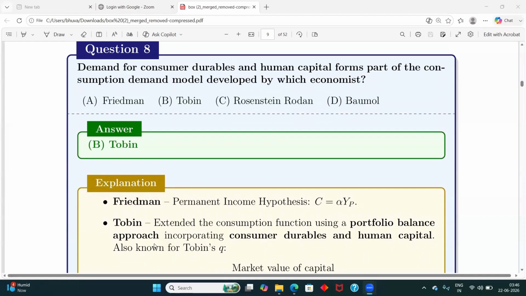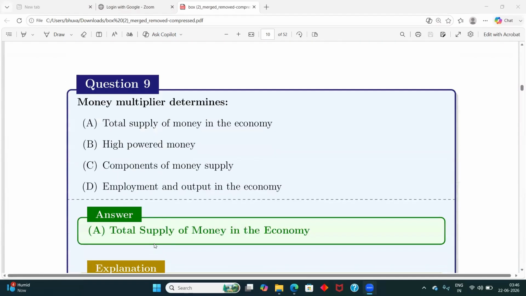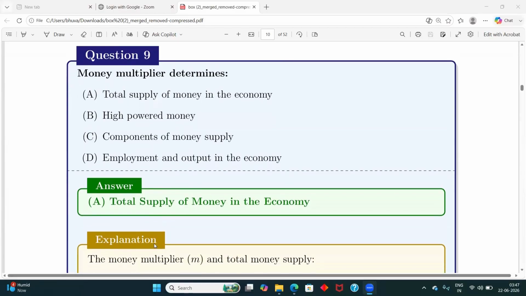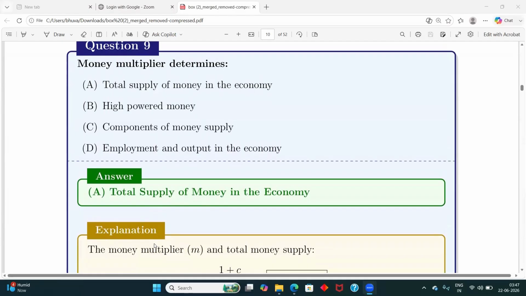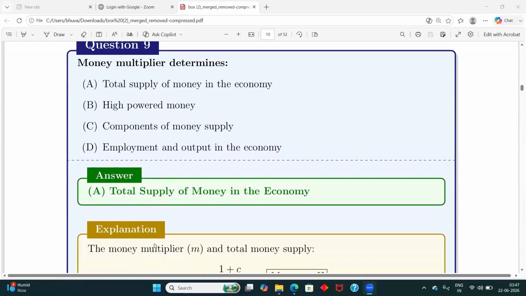Tobin. Question number 9. Money multiplier determines. Option A, total supply of money in the economy. Option B, high powered money. Option C, component of money supply. Option D, employment and output in the economy. So the correct answer is the total supply of money in the economy.